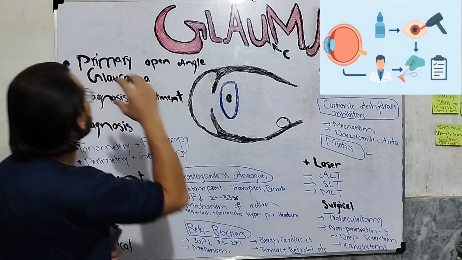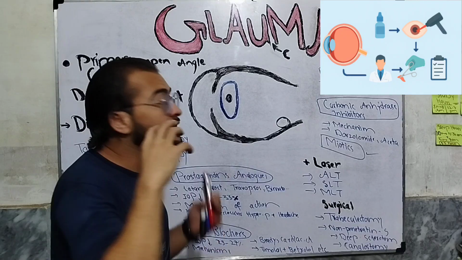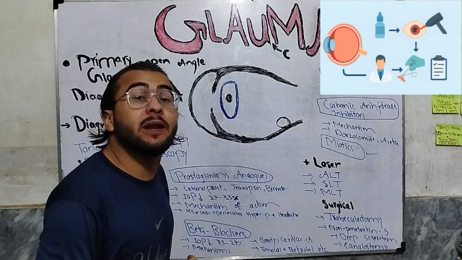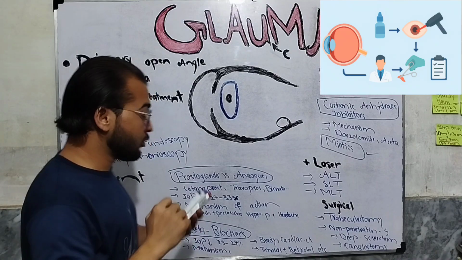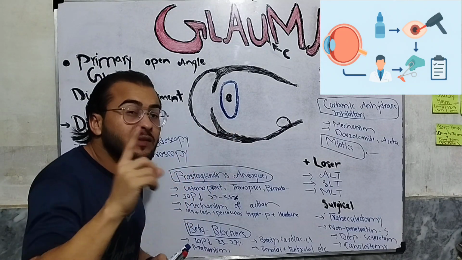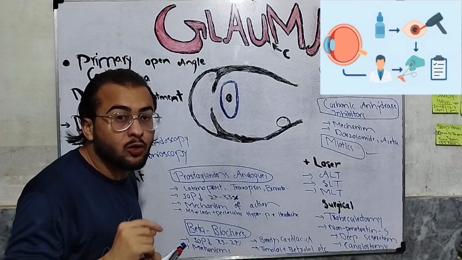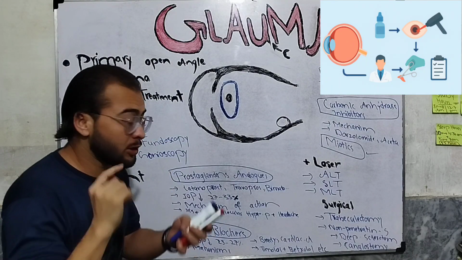Now, diagnosis and treatment of primary open-angle glaucoma. Previously we discussed in detail what primary open-angle glaucoma is. Now we will diagnose and treat it. If you remember from the characteristics of primary open-angle glaucoma, there was an increase in intraocular pressure.